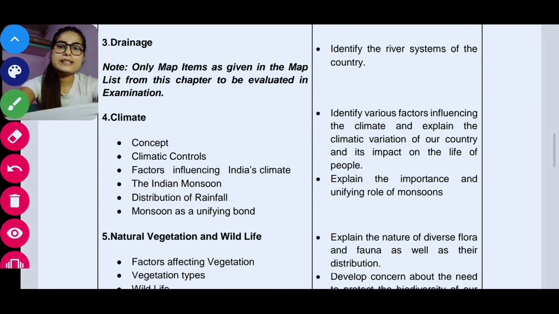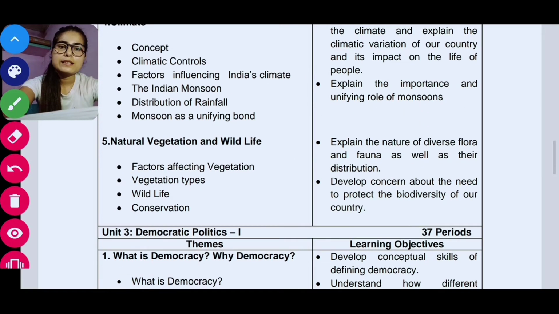Then we will talk about geography, where you can see the first unit, India size and location. Second one, physical features of India. Third one, drainage. Fourth, climate. In drainage there is a note, you can see this one, that only map items as given in the map list from the chapter are to be evaluated in the examination. So from the chapter only map work will be coming. Then fifth, natural vegetation. And there was a sixth lesson, population, which is not needed now. So this is the new syllabus, 5 lessons from geography.